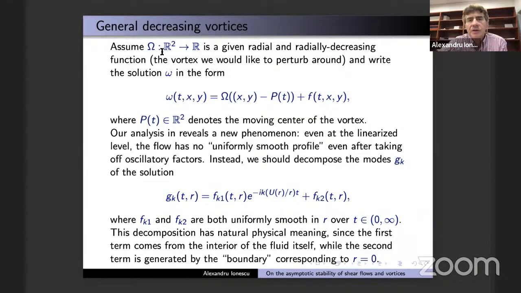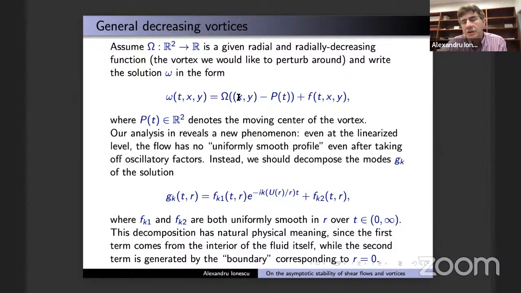So you have capital omega, a given radial and radially decreasing function. So this is the vortex we'd like to perturb around. We'd like to write the solution, little omega, as this vortex. We know that the center has to move. We know this even from the point vortices, that the center has to move, plus a perturbation. So we want to solve the Euler equation with an ansatz of this type. So P of t has to move.